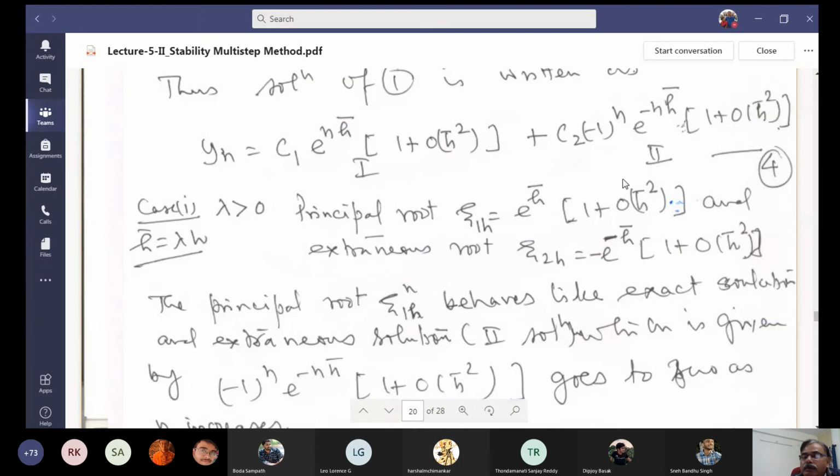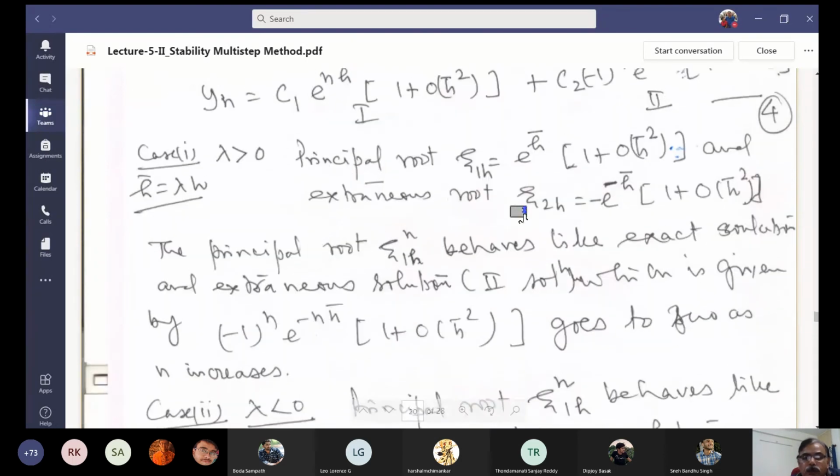So xi2 of h is minus e to the power minus h bar, actually n h bar, not h bar. The power n, oh okay, it is written in terms of power n. So xi2 of h is e to the power minus h bar into this quantity. Now you see the principal root xi1 of h to the power n behaves exactly like the exact solution that you have already seen, because y prime equal to lambda y has solution e to the power lambda x. So the first one behaves this way, that's the reason it is called the principal root.